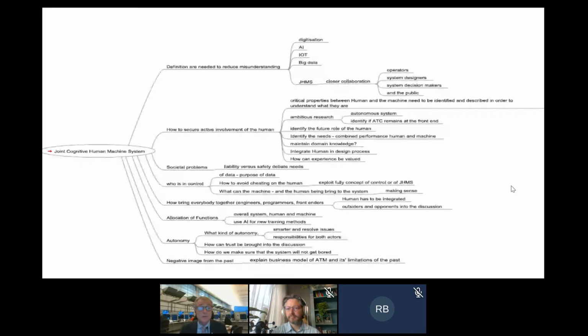The societal problems: liability versus safety, who is in control, how do we bring everybody together? From the design processes, programmers, how do we make these people who are not necessarily talking to each other work together? Allocation of functions, I'm going to touch on that. And also, what is autonomy? Define what is autonomy. And certainly also something we need to explain from the sector is that we have some sort of negative image from the past when it comes to progress, to change, to acceptance of change. That's certainly homework for all of us working in air traffic management.